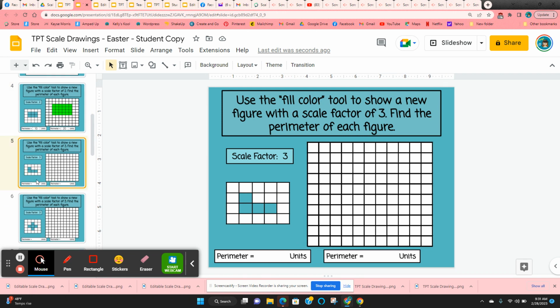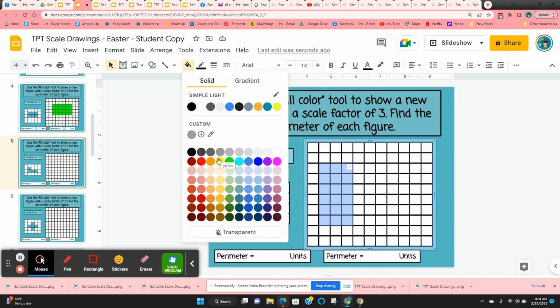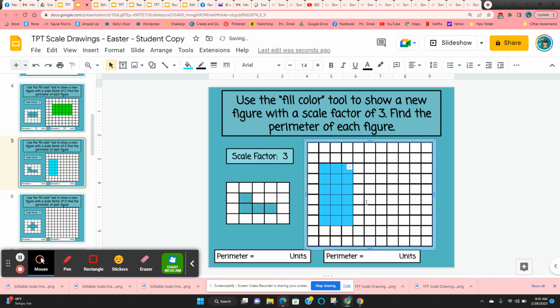The next slide is a little bit different size figure. This time they're going to scale up by a scale factor of 3, so each side is going to be multiplied by 3. Again, they click and hold in one of the squares, and they can only do a rectangle at a time. So it's going to be a 3 by 6, this first rectangle. And then they can just finish it. Actually, it's down one.